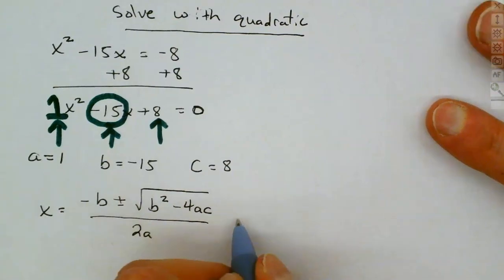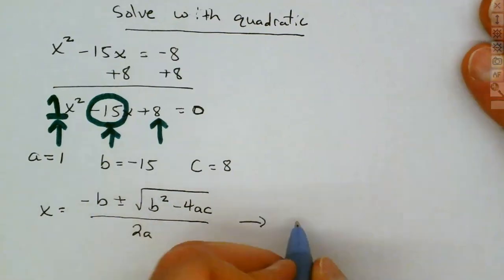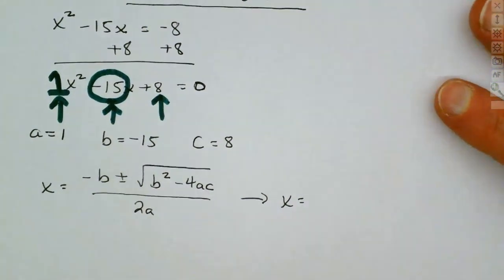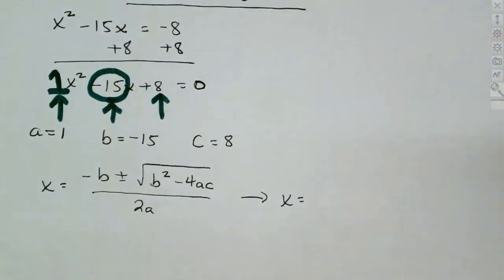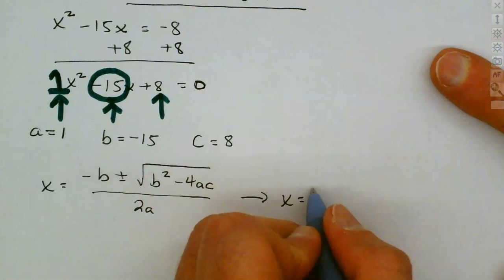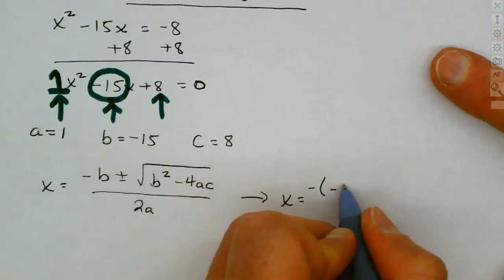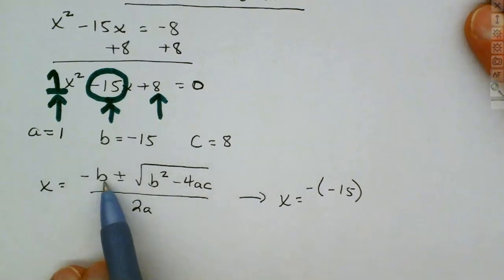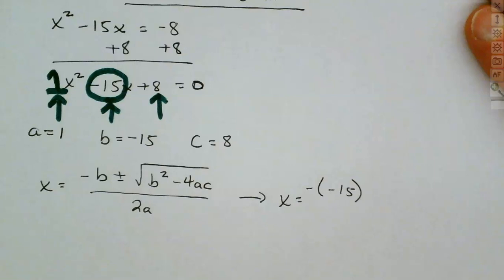So now we can fill it in. We're going to have to be very, very careful with double negatives, because a lot of times that's where students make a mistake. It's either in the double negatives or when you square a negative. So let's rewrite this. We need negative b. So that is a negative of a negative 15. Right? So that's the b part, negative b. Watch out for the double negative. That's a commonly made mistake.